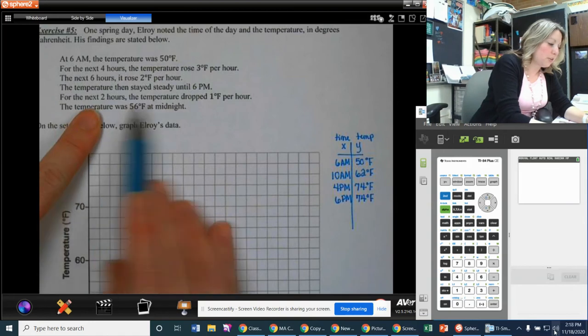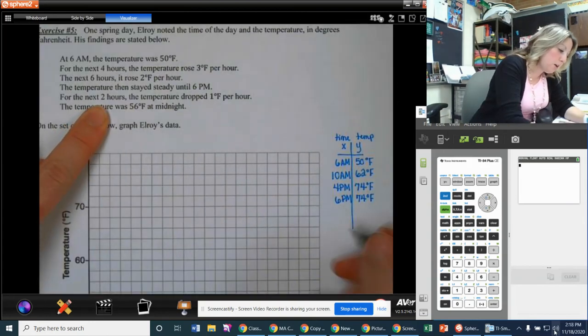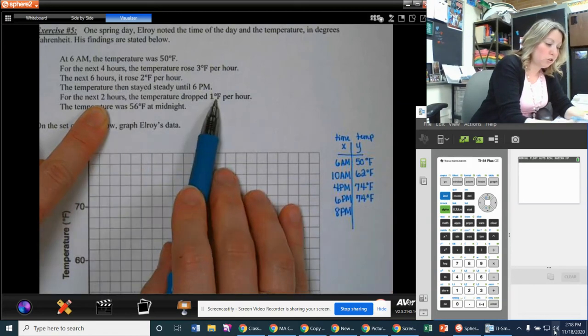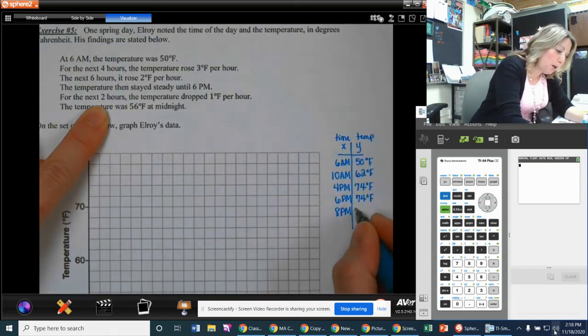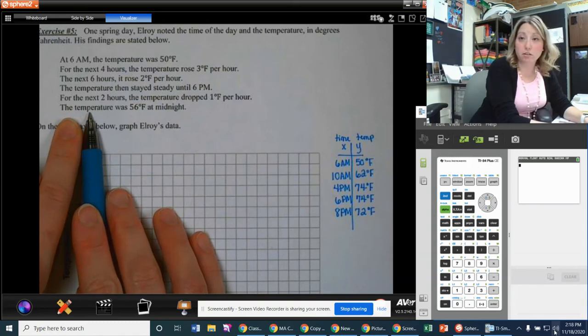For the next 2 hours, the temperature dropped 1 degree Fahrenheit per hour. Okay, 2 hours from 6 p.m. is 8 p.m. 2 times 1 is 2. So 2 degrees dropped. We're down to 72 degrees Fahrenheit at 8 p.m. This must be summer. Oh, we said spring. Okay. That's fine.